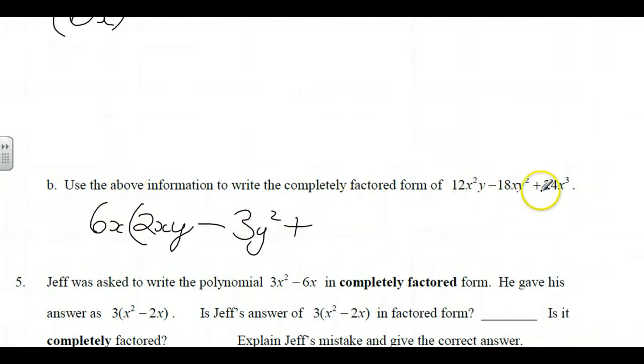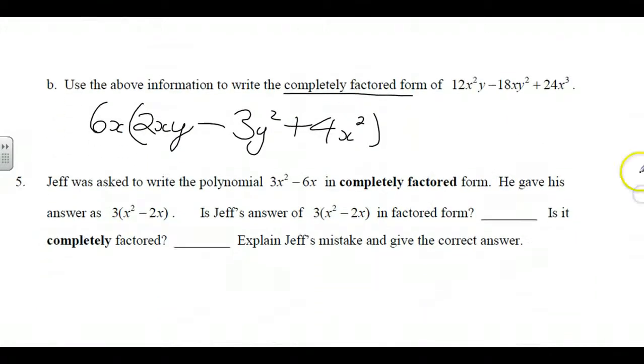Okay, 6 times what gives you 24? 6 times 4. X times what gives you x cubed? X times x squared. And now we look, are there any common factors? Is there a number that goes into 2, 3, and 4? No, there isn't. All 3 terms do not contain an x, and only 2 of the 3 terms contain a y. So this is the completely factored form, right? In other words, when you look in the brackets, there is no more common factor. If you look and you find one, then you're not quite there. You just need to take that out, multiply it with this, and then refactor.